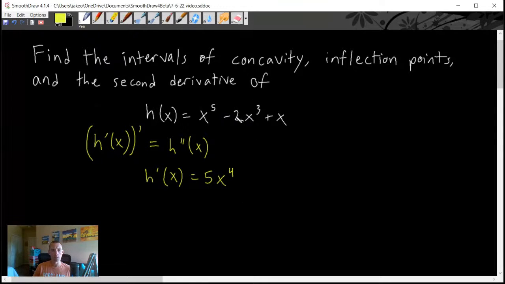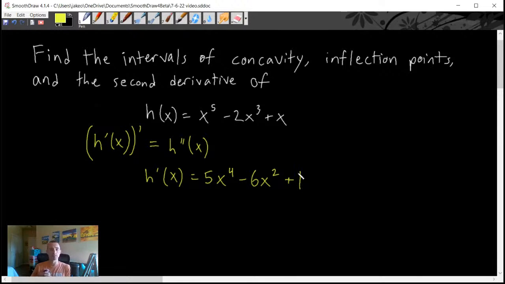And then same thing here. We're going to do the power rule. So we're going to take our 3, move it down in front, and multiply it by whatever our coefficient is. In this case, -2. -2 times 3 is -6. So we're going to get minus 6x to the 3 minus 1, which is 2. And then the derivative of x is just 1, so we're going to get a plus 1. So this is our first derivative.